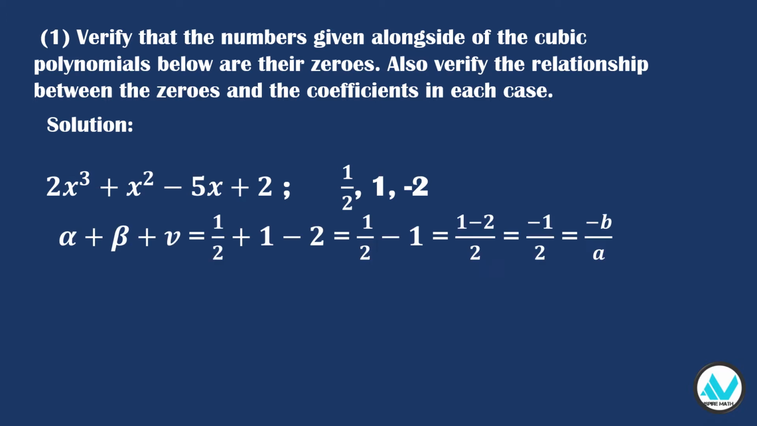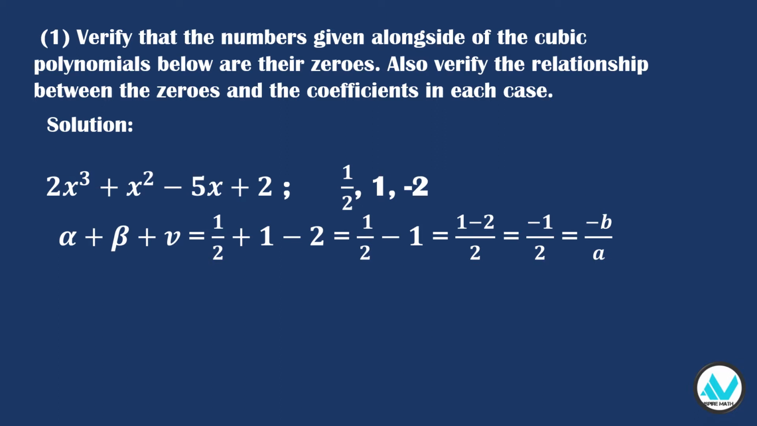Now let us verify that. So alpha plus beta plus gamma is nothing but 1 by 2 plus 1 minus 2. So 1 minus 2 gives me minus 1. So half minus 1 gives me minus 1 by 2. Now this 1 is nothing but my b and 2 is nothing but my a. So which gives me my minus b by a.